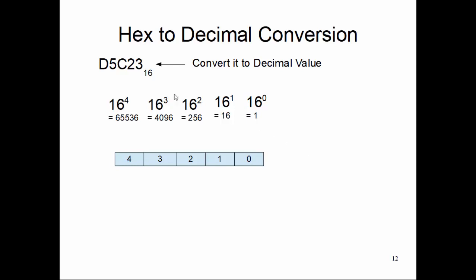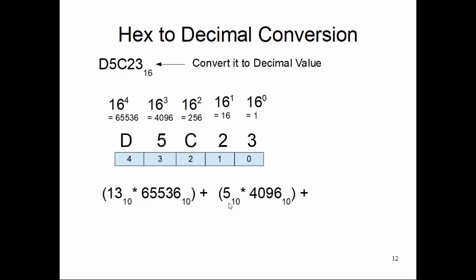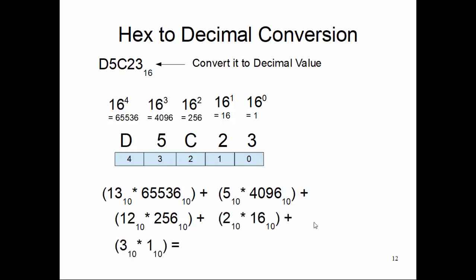And then we place these symbols D, 5, C, 2, 3 under those positions, and then we do this simply. D's decimal value is 13, so we multiply 13 by the decimal weight at this point, which is 65536, a huge number. Then the corresponding 5 is multiplied by its decimal weight, and then C's decimal value is 12, so 12 multiplied by 256, then 2 multiplied by 16, and 3 multiplied by 1.